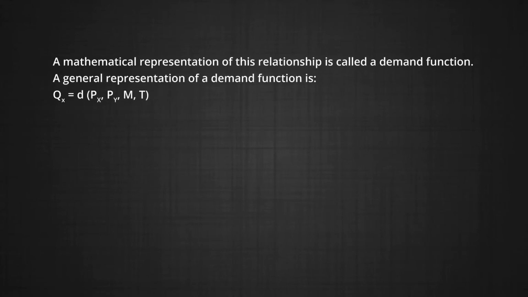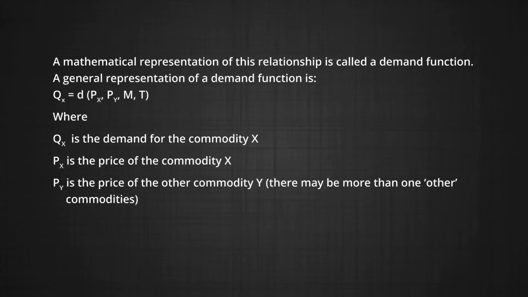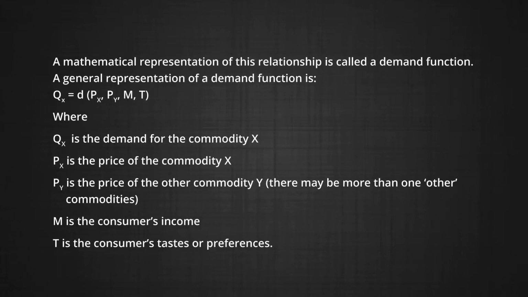A general representation of a demand function is this: Qx is a function of Px, Py, M, and T, where Qx is the demand for the commodity X, Px is the price of the commodity X, Py is the price of other commodities, which might be Y. There may be, of course, more than one commodity. M is the consumer's income, and T is the consumer's tastes or preferences.